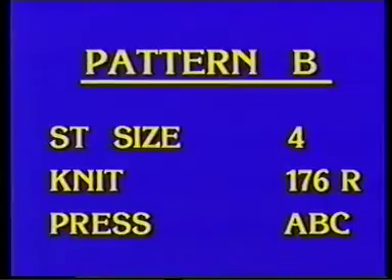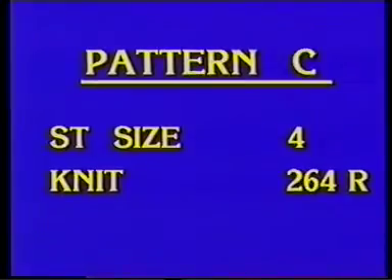Continue on to pattern B. The needle diagram is the same. The stitch size remains on 4 and knit 176 rows when ready. Press ABC when ready to go to the next pattern. For pattern C, the needle and stitch size remain the same. Knit 264 rows when ready. At the end of pattern C, return to the video for information.